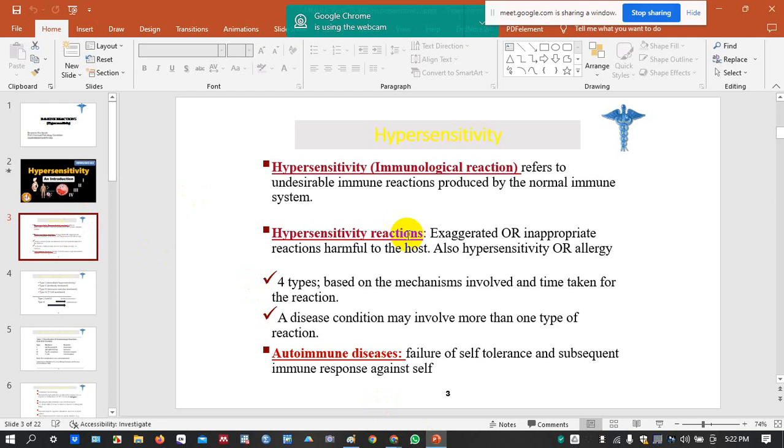Okay, so hypersensitivity is what? It refers to undesirable immune reactions produced by the normal immune system. And this is also an exaggerated or inappropriate reaction harmful to the host. Also, hypersensitivity or allergic reactions are made up of 4 different categories based on its mechanism and also the time taken for the reaction. A disease condition may involve more than one type of the reaction. For instance, if you have autoimmune diseases, that's failure of self-tolerance and subsequent immune response against itself.